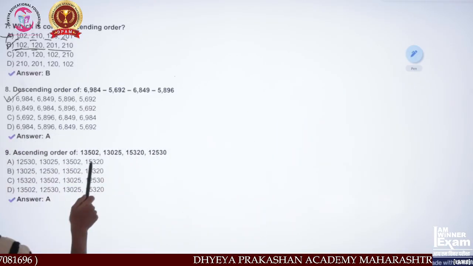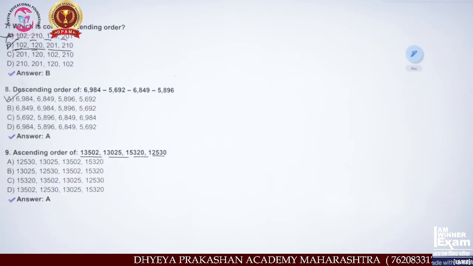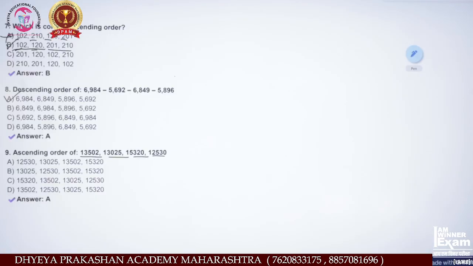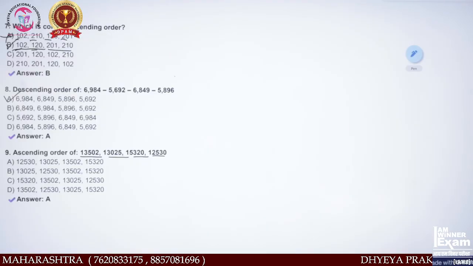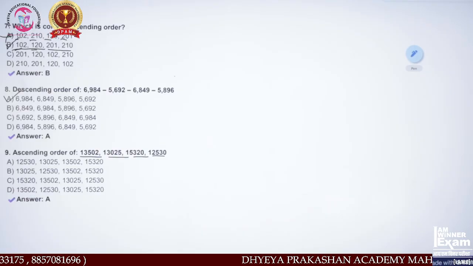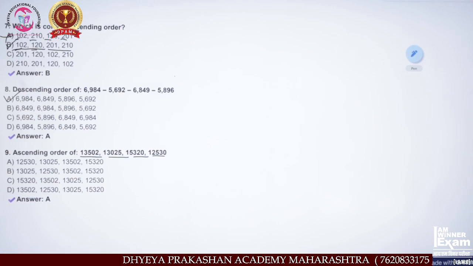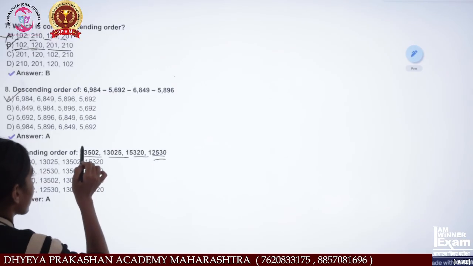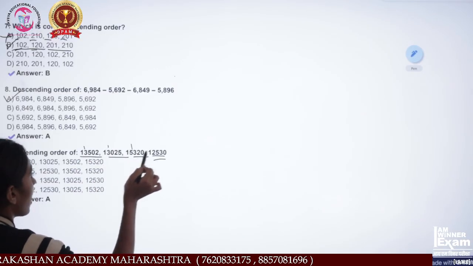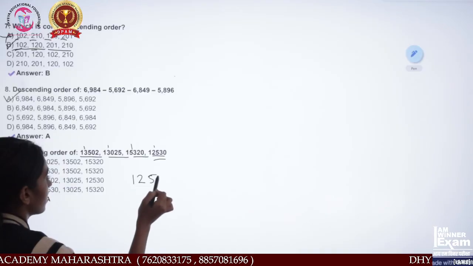Again, another question, ascending order. We have to arrange these numbers in ascending order. First of all, let's look at the first digit of each number. All are the same. Let's move on to the next, the second digit of each number. This is the smallest because the second digits are 3, 3, 5, 2. This is the smallest. Write this first.